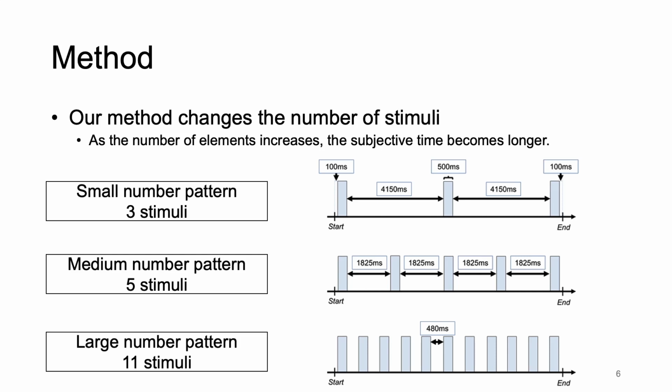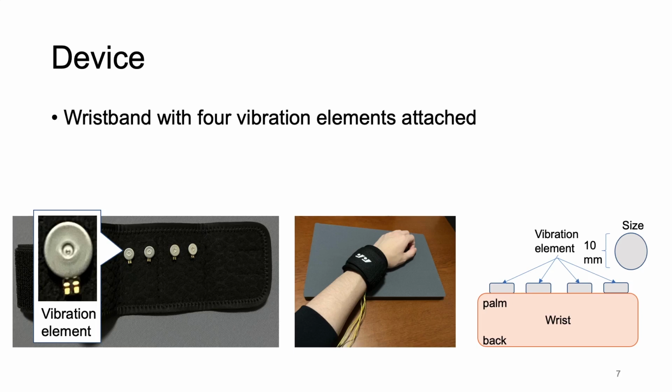We designed 3 patterns of tactile stimuli for experiment. These patterns contain a different number of stimuli per 10 seconds. Small number pattern is 3 stimuli, medium number pattern is 5 stimuli, and large number pattern is 11 stimuli. The wearable device that we developed is a wristband with vibration elements. 4 vibrating elements were placed on the palm side on the wrist.